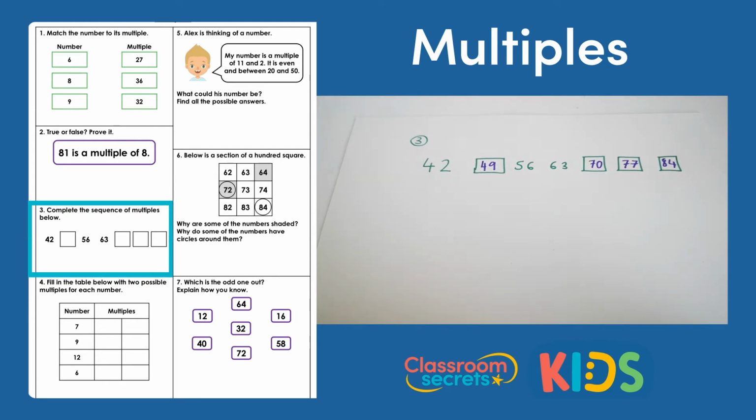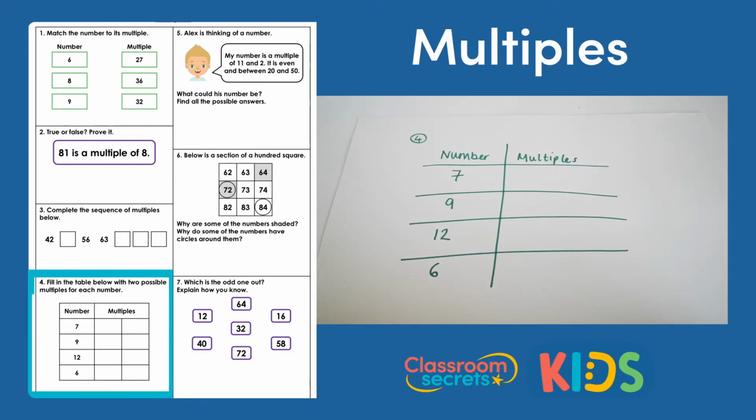It's good if you're not confident with your times tables to use your knowledge of repeated addition, because times tables is just repeated addition. So there, I was using a mixture of my knowledge of my 7 times tables and showing that I could add 7 to each of the numbers to get to the next multiple of 7.